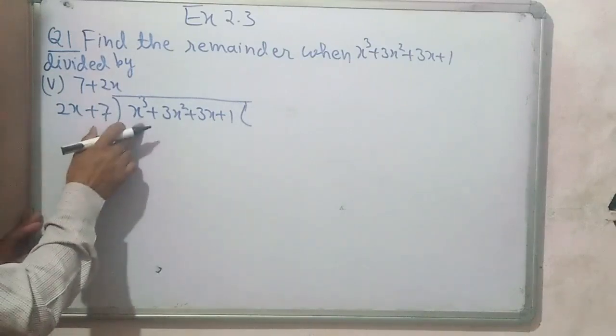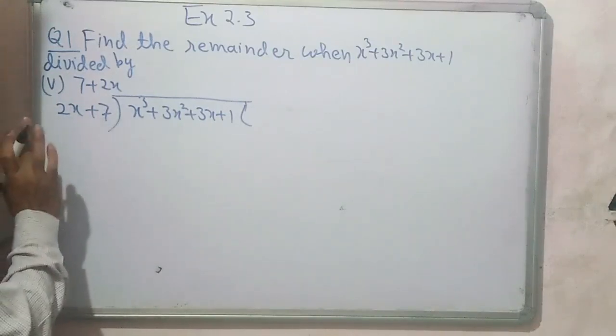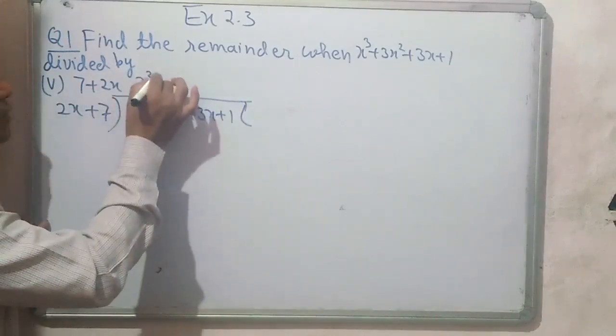Now, x cube upon 2x. x cube upon 2x. What are we going to get? x square divided by 2.